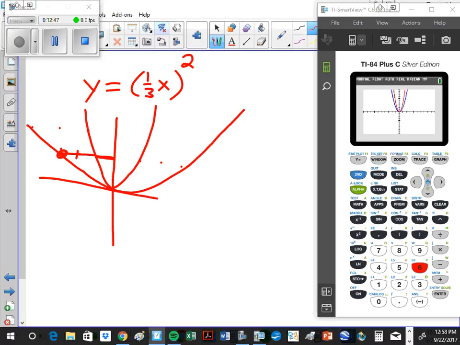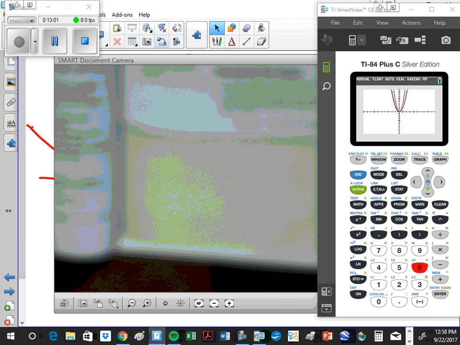Does that make sense? Okay, so in your student journals, turn to 1.5. And we're just going to do some matching.